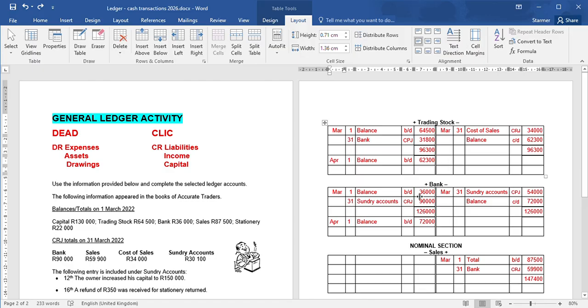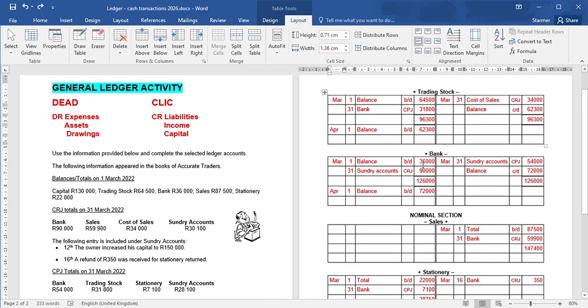Alright, then we come to bank. We also have to balance this. So we add up the plus side. We take the total across to the minus side. We take the 126,000 minus the 54,000, gives me 72,000, which is my balance, and I bring the balance back down to the plus side. That is the amount of money that you have in your bank account. You can confirm that balance by looking at the bank statement that you get from the bank. Check it's the same amount.